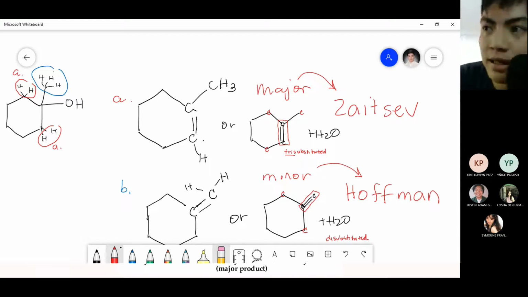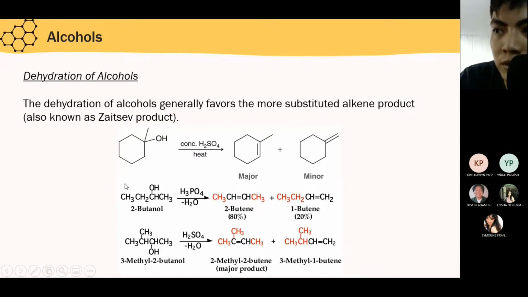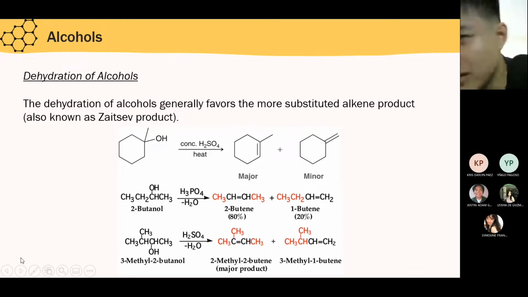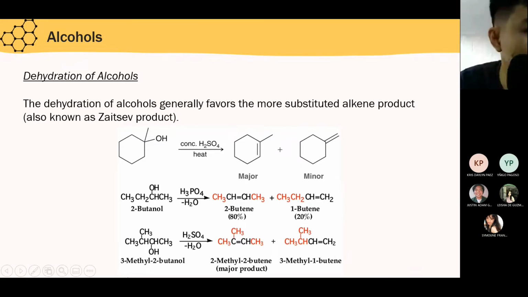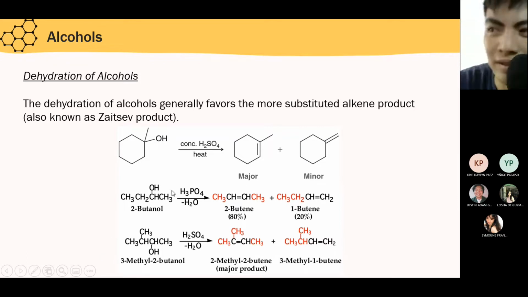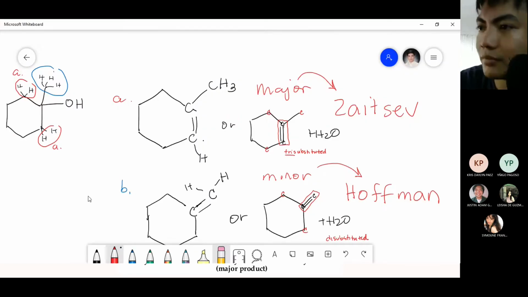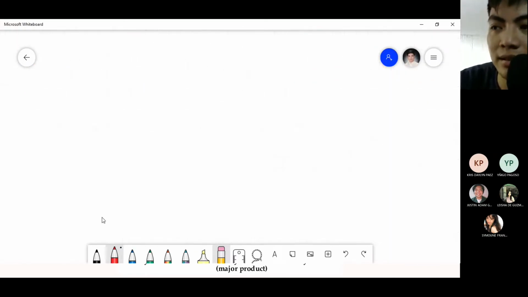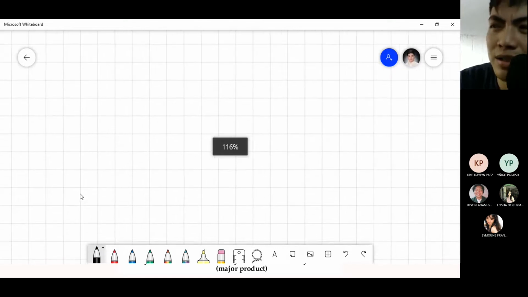Okay? So, kunin natin itong example na to sa butanol. Okay? And ito din, 2-methyl-2-butanol. 3-methyl-2-butanol. Siguro itong 3-methyl-2-butanol na lang. Okay? So, ito na lang gagamitin ko. And ito na lang. Last na to, ha? Sige. Basta ganun lang. Kailangan alam nyo saan kakabit.